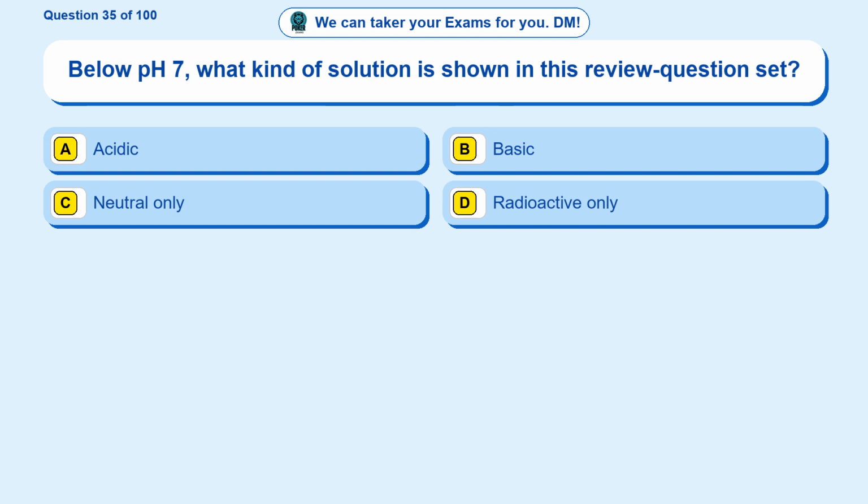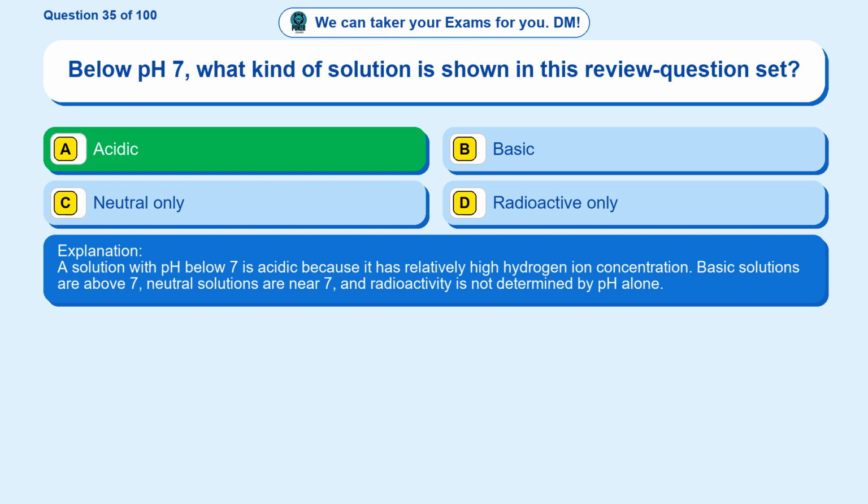Question 35. Below pH 7, what kind of solution is shown in this review question set? Option A, acidic. Option B, basic. Option C, neutral only. Option D, radioactive only. The correct answer is option A. Acidic. A solution with pH below 7 is acidic because it has relatively high hydrogen ion concentration. Basic solutions are above 7, neutral solutions are near 7, and radioactivity is not determined by pH alone.